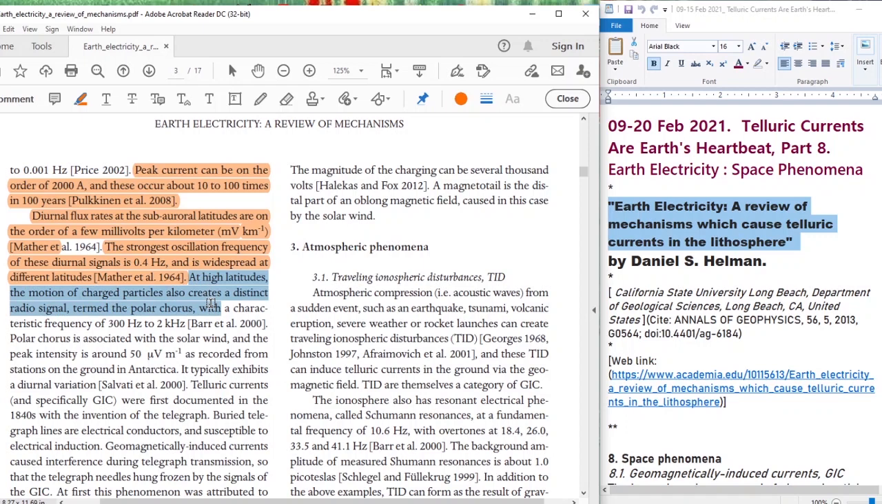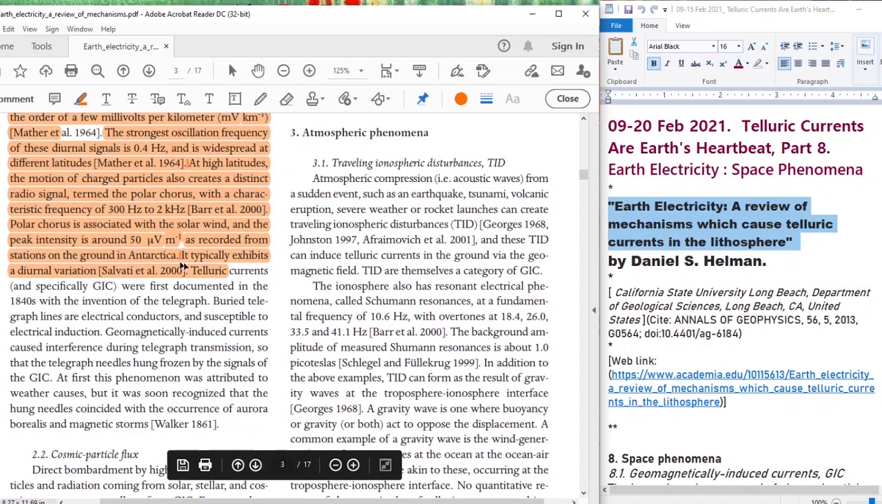At high latitudes, the motion of charged particles also creates a distinct radio signal termed the polar chorus, with a characteristic frequency of 300 hertz to 2 kilohertz. That's 2000 hertz. And the reference is 2000, Barr et al. 2000. Polar chorus is associated with the solar wind and the peak intensity is around 50 millivolts per meter to the -1, as recorded from stations on the ground in Antarctica. It typically exhibits a diurnal variation, and the reference is 2000.